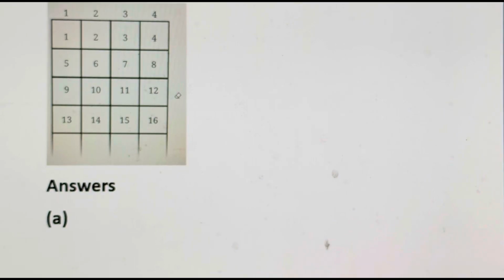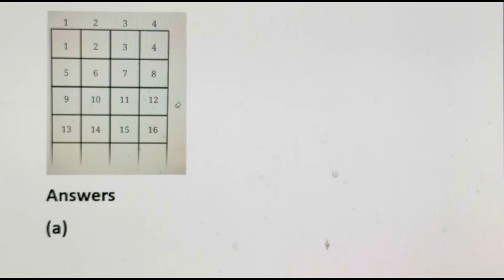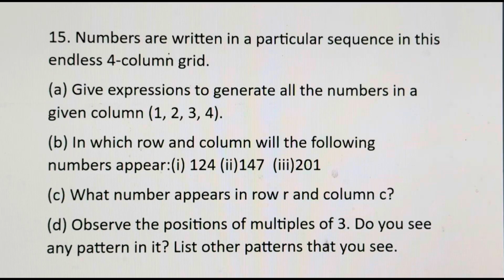The grid has 4 columns, 1, 2, 3, 4, and n number of rows. We don't know how many, it is an endless grid, right? And there are some questions based on it. So the first question is, give expressions to generate all the numbers in a given column. So we need to make expressions for all the 4 columns.